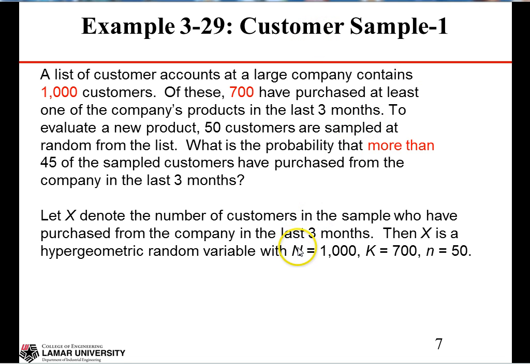Well, capital N is equal to 1,000. That's the total pool of 1,000 customers, and capital K is 700 because out of this 1,000, 700 of them did purchase at least once from the company over the last 3 months, so we treat them as successes. And the lowercase n is the sample size.